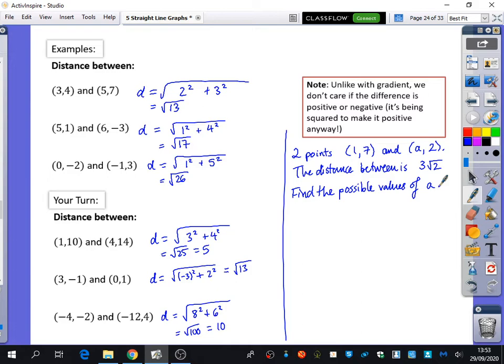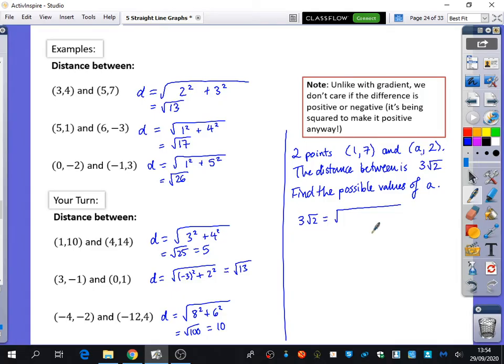This time, I've given you some of the information and I've removed some of the other information. So we're going to see if we can come up with a slightly different version of this problem. I now know that the distance, which is 3 root 2, is the square root of the difference between the x's squared plus the difference between the y's squared. The difference between the x coordinates is going to be 1 minus a, and then it's all going to be squared. Or a minus 1, whichever one.